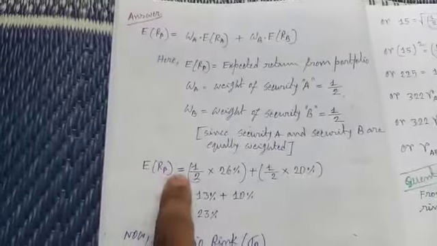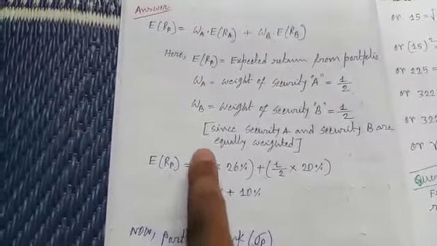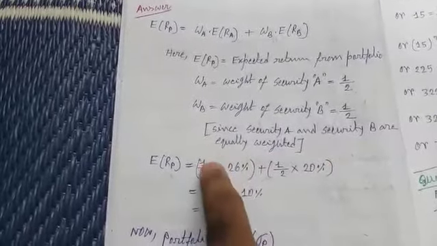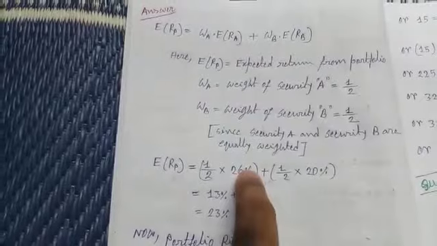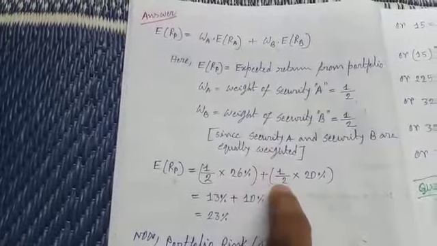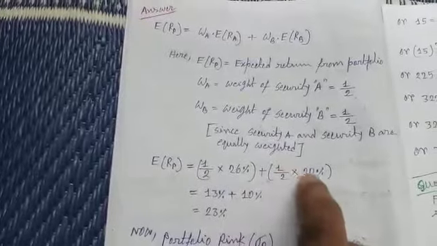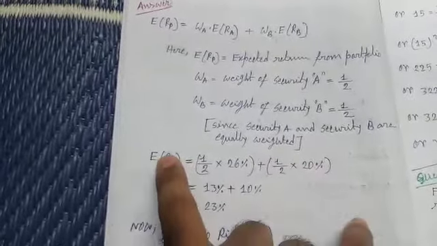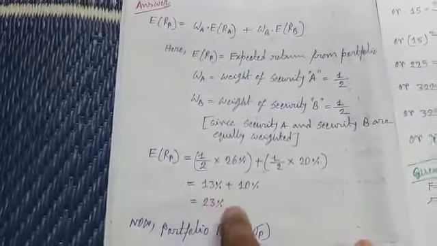So ERP, expected return of the portfolio, is equal to WA into ERA plus WB into ERB. Here WA is half, ERA, the expected return from security A given in the question, is 26%, plus WB is half into expected return of security B, given in the question, equal to 20%. So here the expected return of the portfolio comes to 23%.